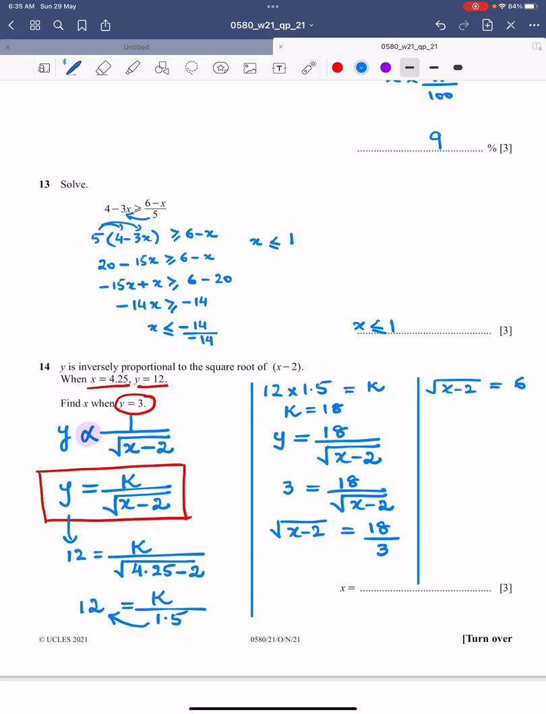Now x is inside the square root sign. We need to get rid of the square root sign in order to find the value of x. So we can square both the sides. Squaring the square root cancels the square root because they are opposite actions. So square cancels the square root. And now we have x minus 2 is equal to 36. Therefore, x is equal to 36 plus 2, x is equal to 38. Therefore, x is 38.